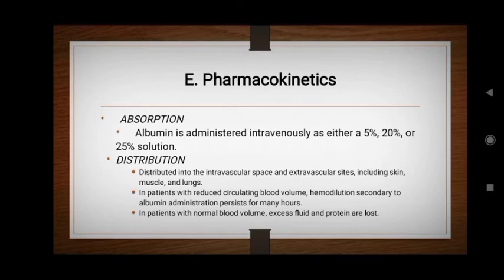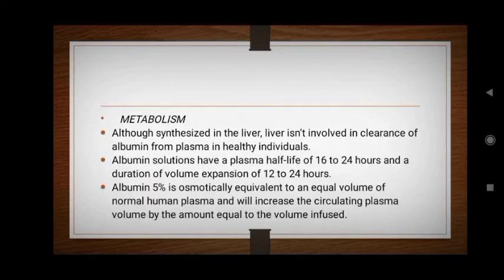In pharmacokinetics, for absorption, albumin is administered intravenously as either 5%, 20%, or 25% solution. For distribution, it is distributed in intravascular space and extravascular sites including skin, muscles, and lungs. In patients with reduced circulating blood volume, hemodilution secondary to albumin administration persists for many hours. In patients with normal blood volume, excess fluid and protein are lost. For metabolism, although synthesized in the liver, it isn't involved in clearance of the albumin from plasma in healthy individuals.